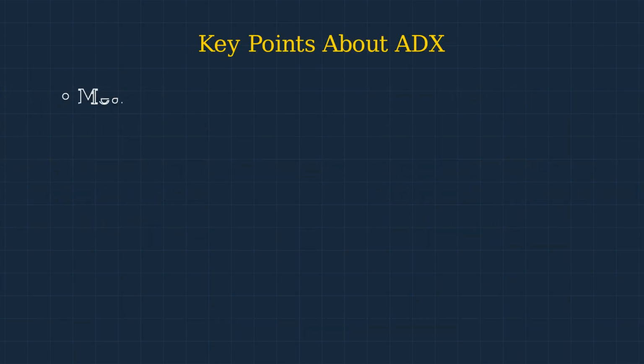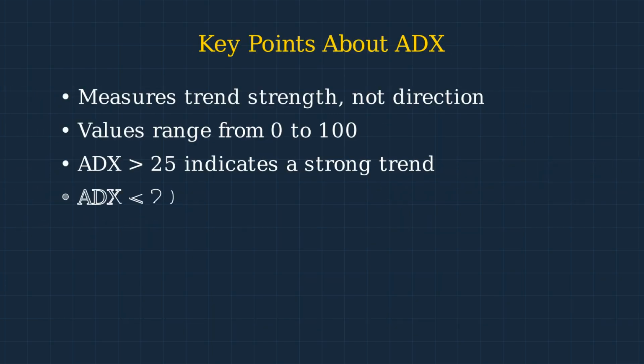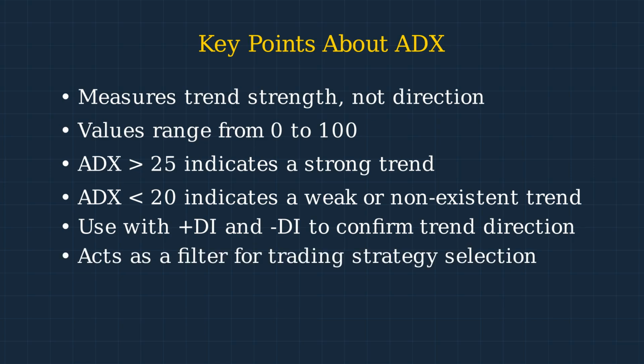To summarize what we've learned about the Average Directional Index, it measures trend strength but not direction, with values ranging from 0 to 100. Readings above 25 indicate a strong trend suitable for trend-following strategies, while readings below 20 suggest weak or non-existent trends better suited for range trading approaches. Traders should use it alongside the directional indicators to confirm both trend strength and direction.